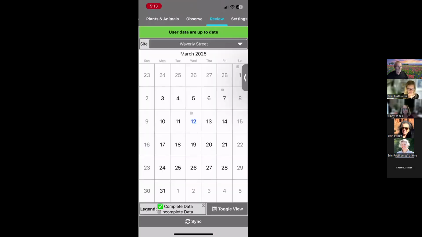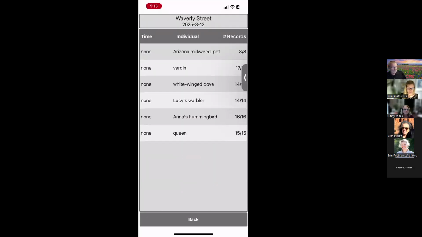So now when I go to review, I can see not only my milkweed, but that I did a verdin and a white-winged dove, Lucy's warbler, hummingbird, and queen. And so even if I said all no, I still get my credit for having observed those, because those no observations are really important.